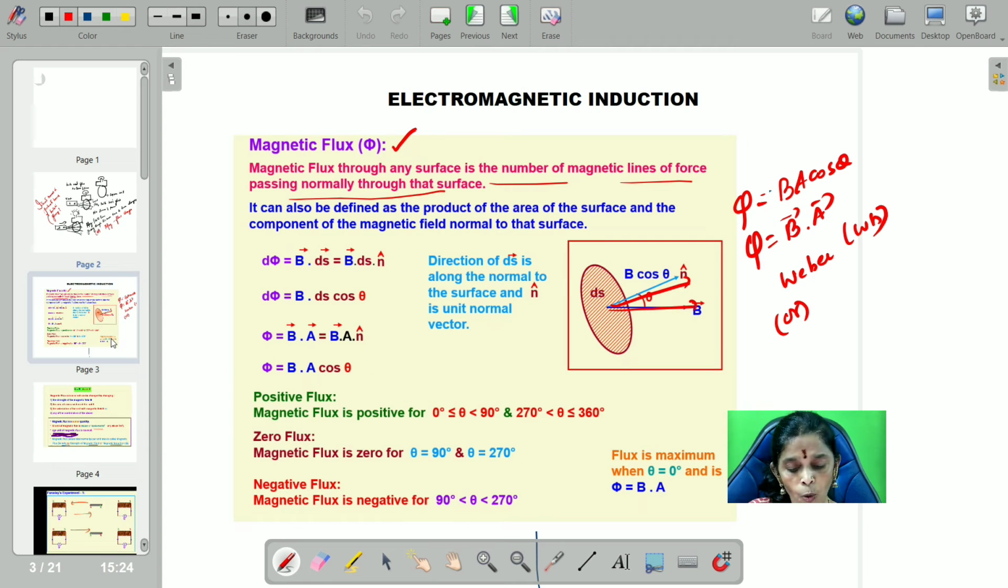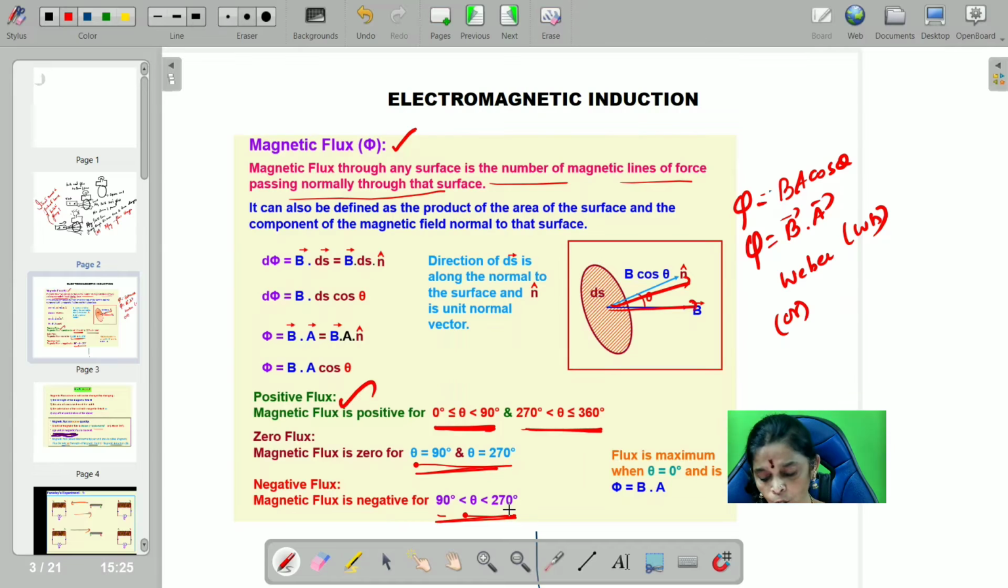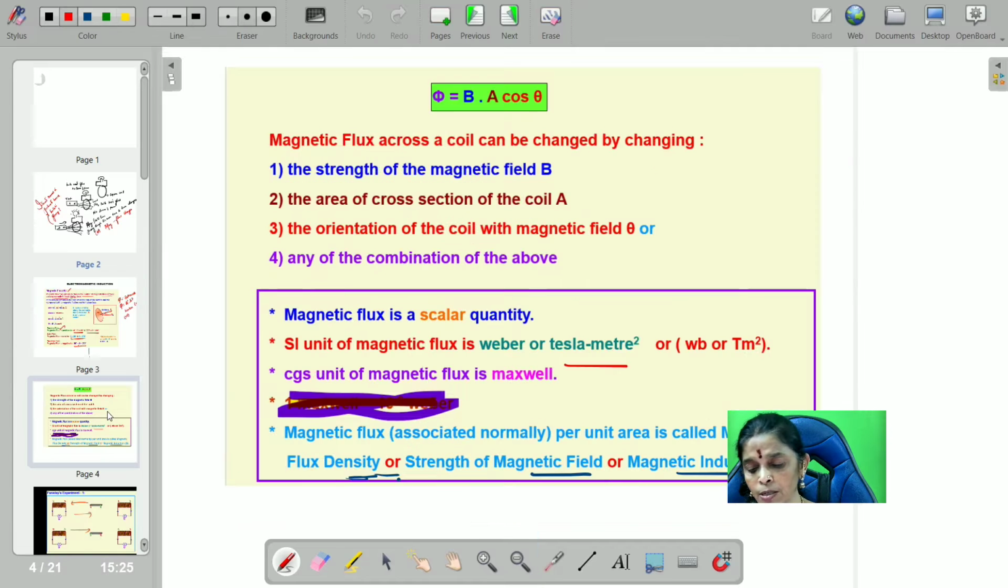Now, positive flux when theta is between 0 and 90 degrees, or theta is between 270 and 360 degrees. Zero flux at 90 degrees and 270 degrees. Negative flux between 90 and 270 degrees, for example 190 degrees. So there are three types of flux. Of course we know that flux phi is equal to BA cos theta.